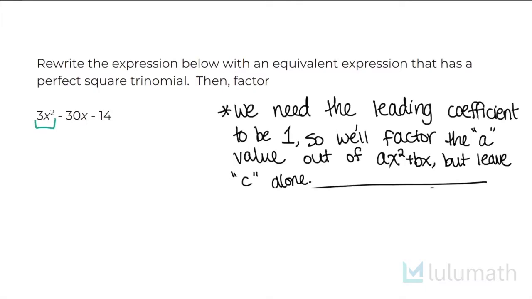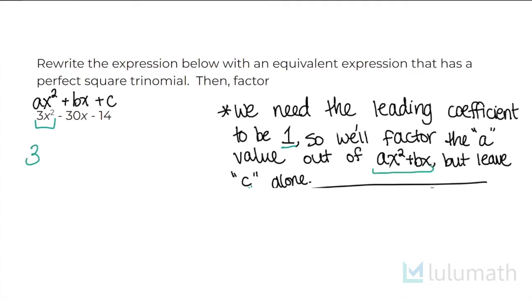So the first thing I'm going to do is we need to make sure that our leading coefficient is going to be 1. So we'll factor this a value out of ax squared plus bx, but leave the c alone. So when we talk about a, b, and c, we're talking about standard form. We're talking about this ax squared, this bx, and this c. So that means that a is this 3 right here. Remember, we have to factor it out of ax squared plus bx, but we're going to leave the c alone.